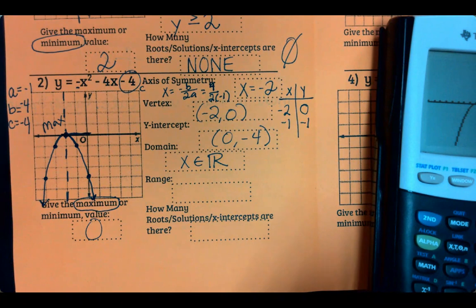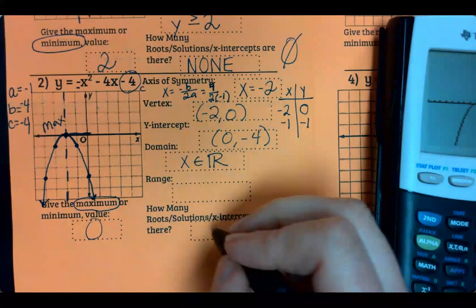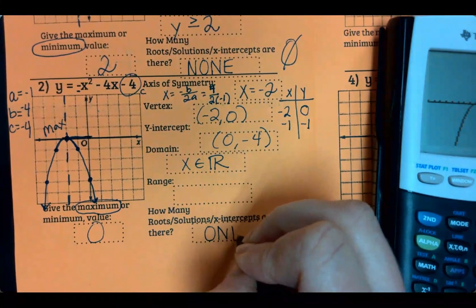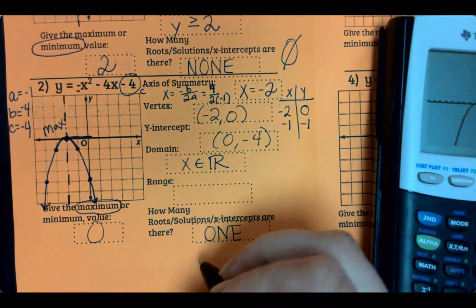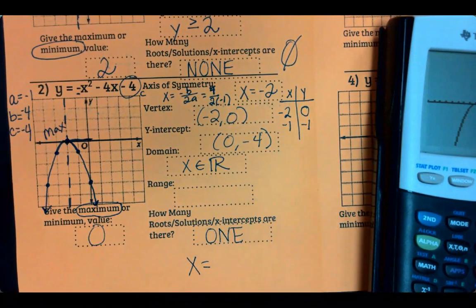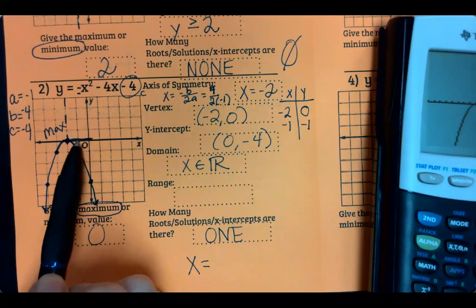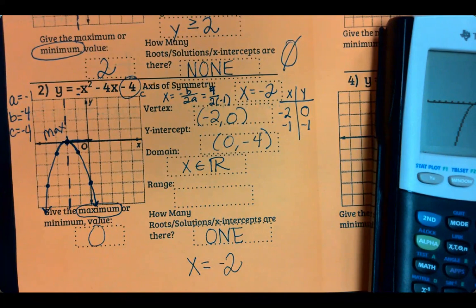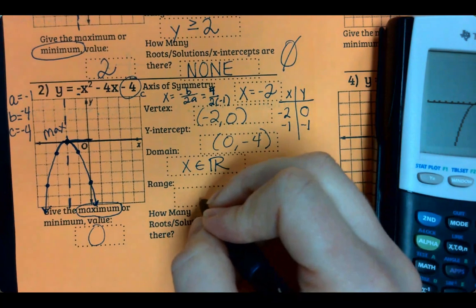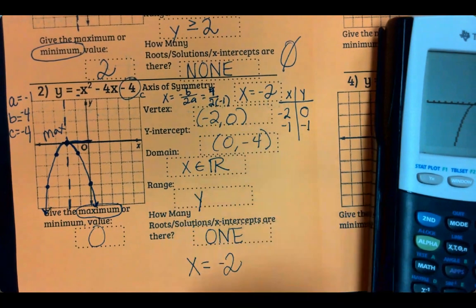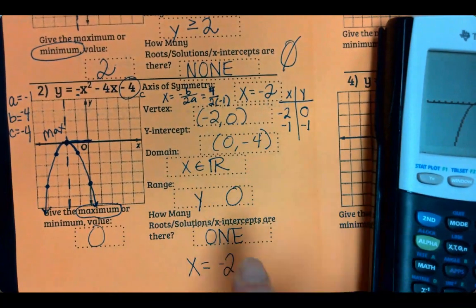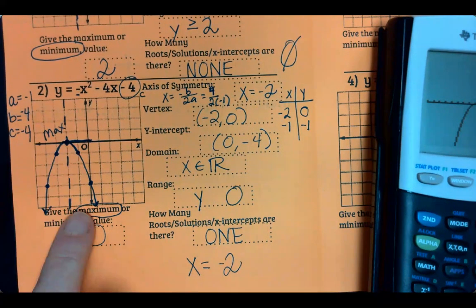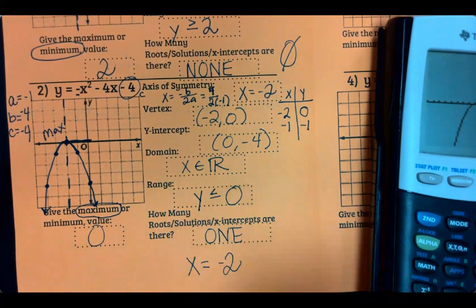Okay, how many root solutions, x-intercepts, are there? 1. There's just one. I'm going to write the word 1 so that it's not confusing. Where is it at? 4? Nope. Right here. -2. Yeah, because we're talking about the x-axis. Then our range comes from the maximum. Since it's at this number or lower, then we're going to write the inequality for less than or equal to.